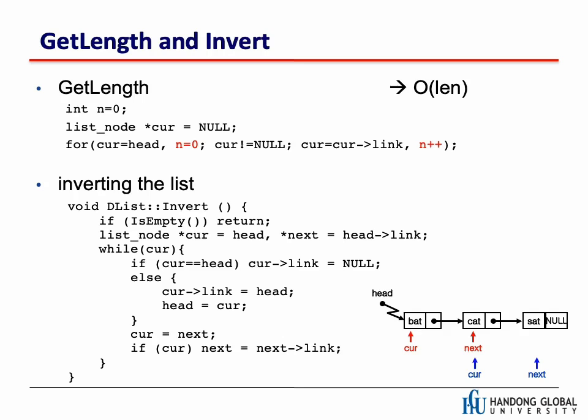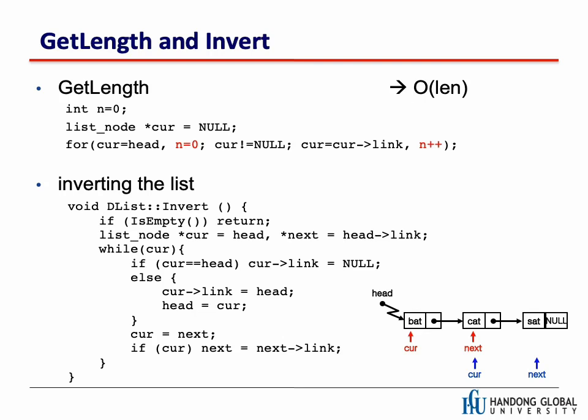Okay, so imagine that. Then we skip the else part, and current will move to the next one, and then next will move to the next one. So the bad link is null, and current is pointing to cat, and next is pointing to set.